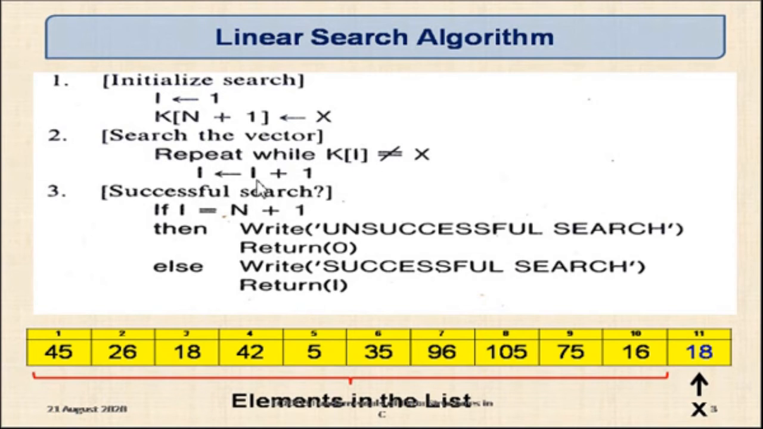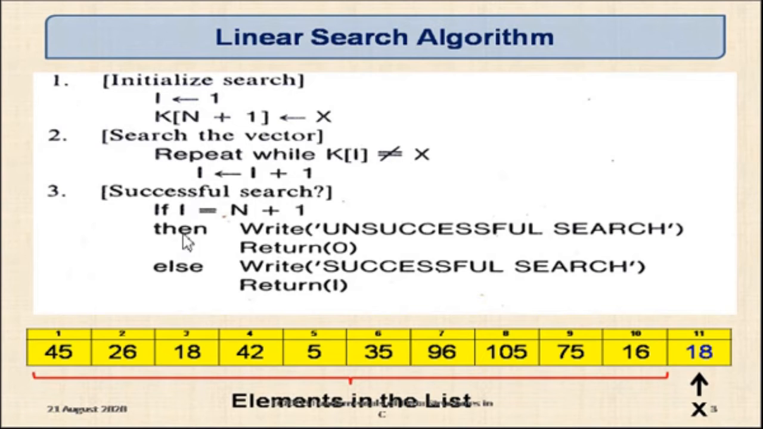So it will increment the value of I by 1. So I is equal to I plus 1. I becomes 2 now. Again k of 2, that is 26, is compared with 18. Not matching. Then I becomes 3. 18 is compared with 18. The condition is not satisfied because k of 3 is 18. X is also 18. So it will break the loop and come to the next step.